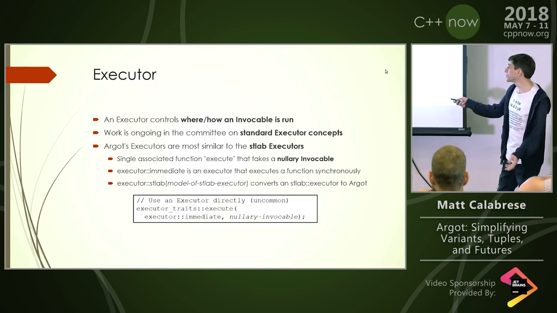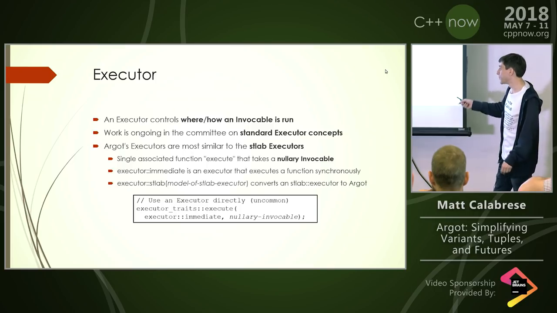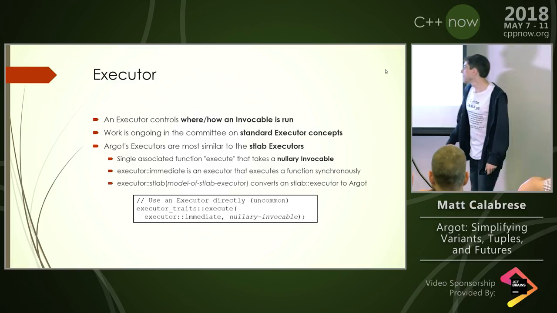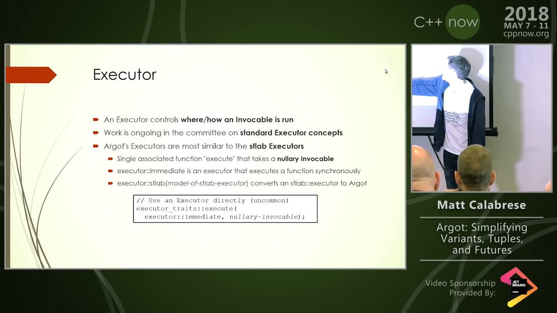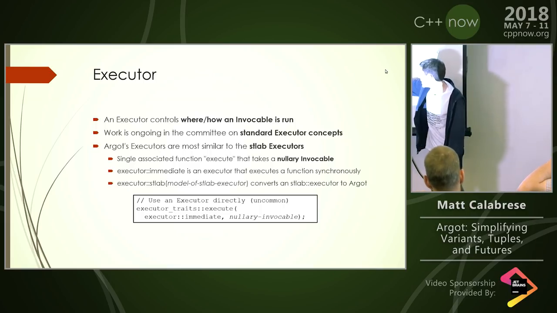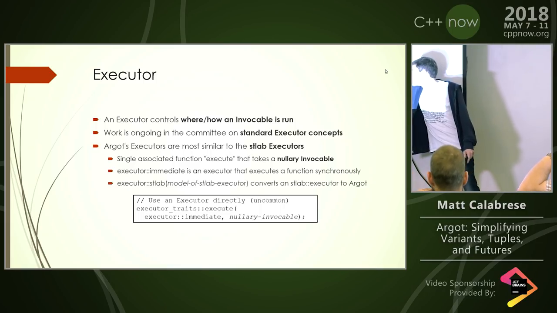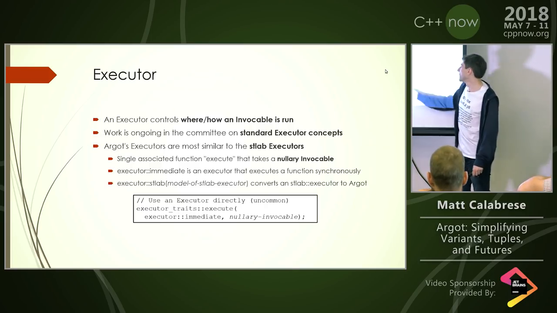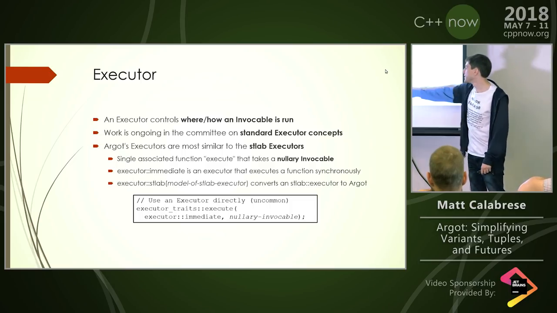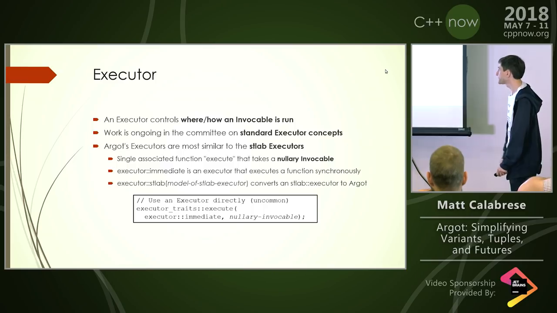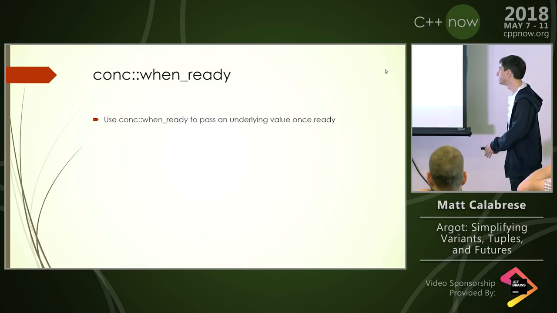You usually don't use executors directly, but to show an example of that one single associated function, I have this nested namespace, executor traits. There's an execute function, and you give it some model of your executor concept, and then you pass it some nullary invocable. This function returns void, and all it does is control what thread of execution this is executed on, and it'll execute it. Very simple.